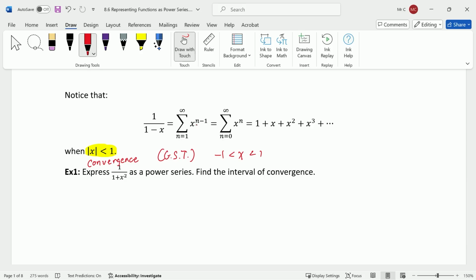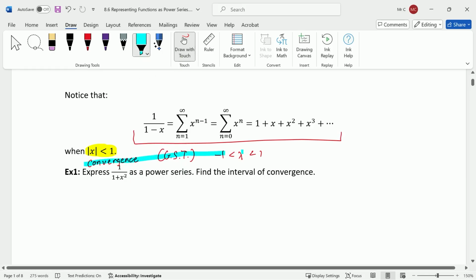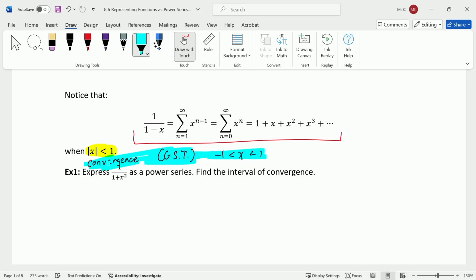Now, in the past, when we first looked at power series, we used the ratio test to check for convergence. You're not going to be using the ratio test whenever you use this formula. Whenever I use this identity to find a new series, I don't need the ratio test because I already have the result from the geometric series test. So you would just be doing extra unnecessary work. Okay, with that in mind, express 1 over 1 plus x squared as a power series.